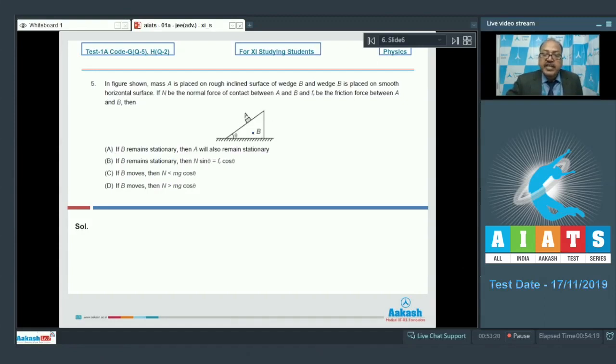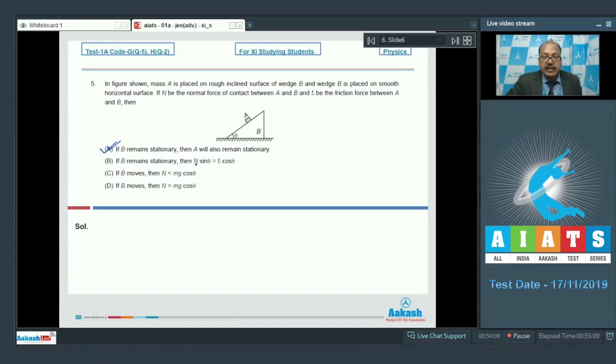Now if B remains stationary, that means the contact force between A and B is vertical. There is no horizontal component to it. That is the only case when B can remain stationary. Now if the contact force between A and B is vertical, then obviously A will also remain stationary. It will remain in equilibrium. So option A is correct. Statement A is correct. Let us look at statement B now.